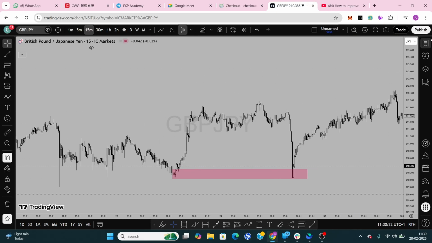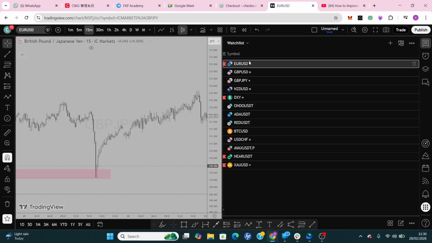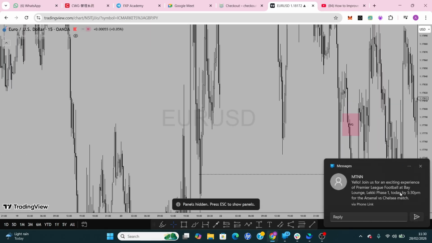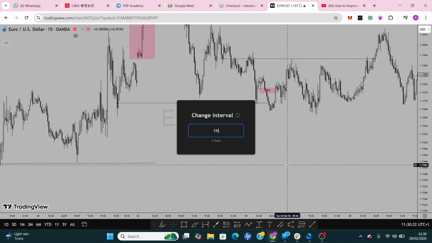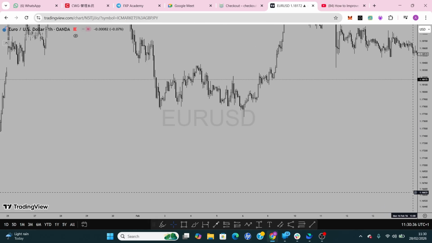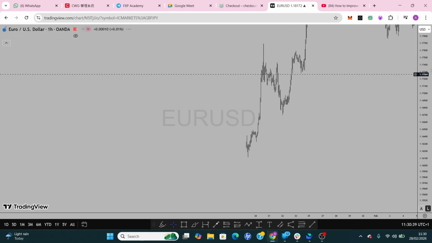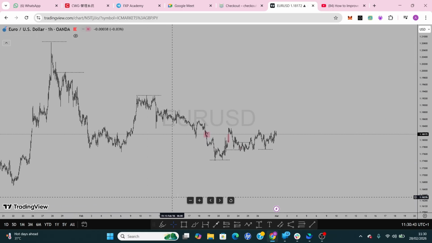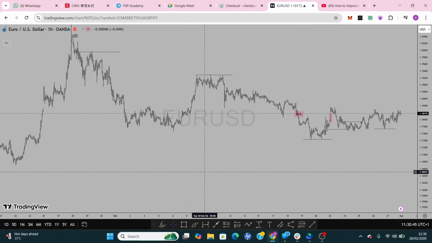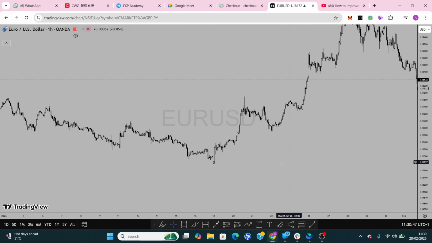If we go to another pair like EURUSD, EURUSD produces this often and we can use it to our advantage. Let's use the 1 hour time frame for instance. Okay, see, this is a 1 hour time frame, right?